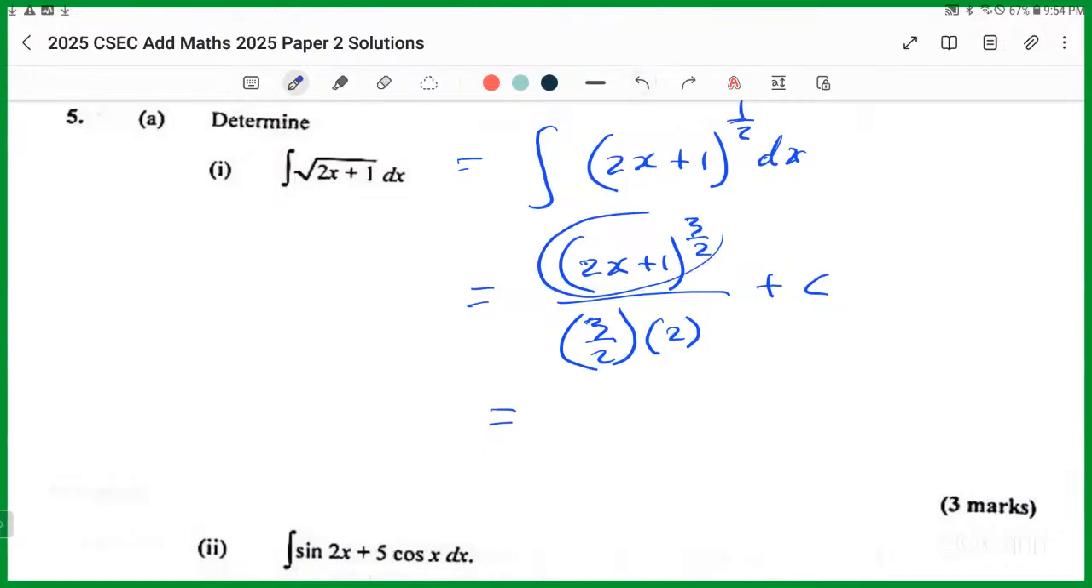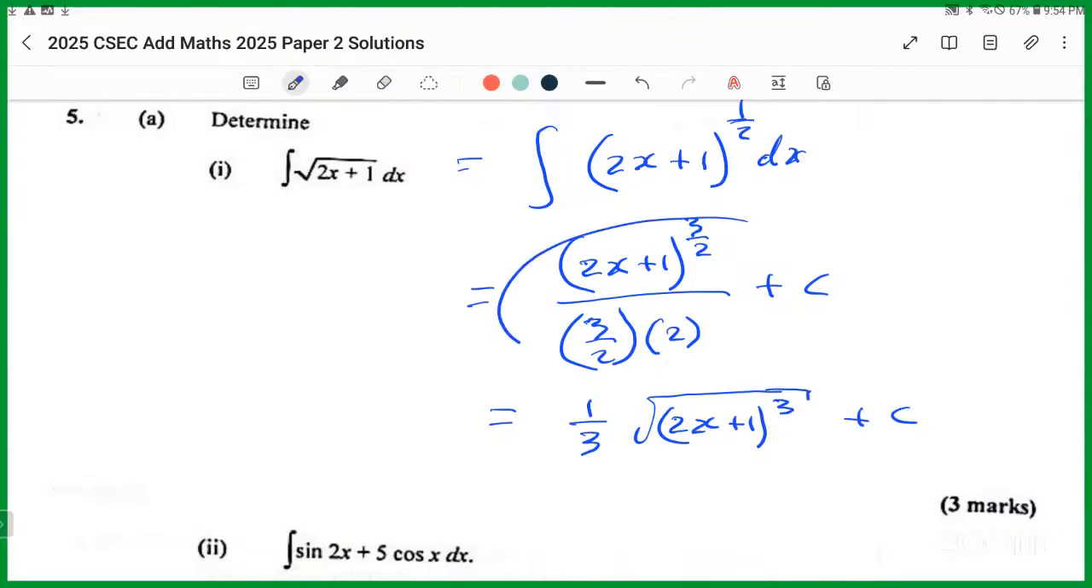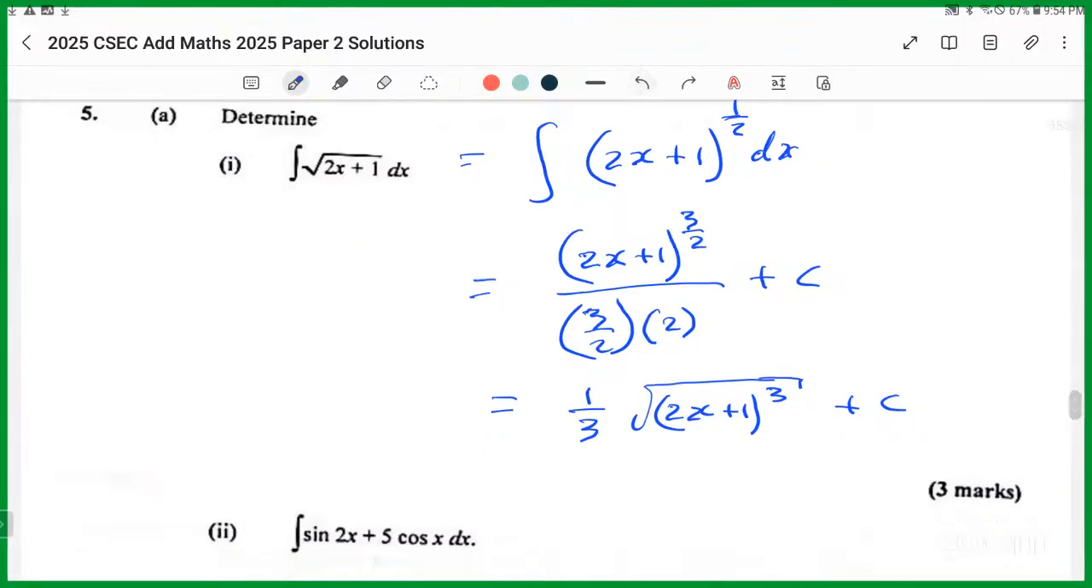So it's a third of this. I have to write it back as a square root. This 3 over 2 means square root, and the 3 means cubed. You can literally write this as 1/3 square root of (2x plus 1) cubed plus c. Why is this 1/3? Because this 2 cancels this 2, and I put this 3 divided here, which is a third. That is it. Next one.